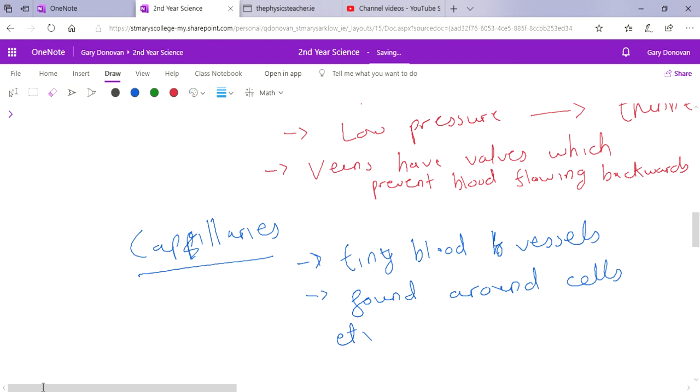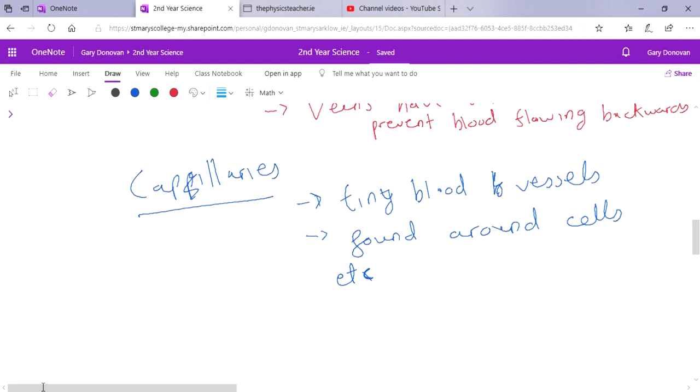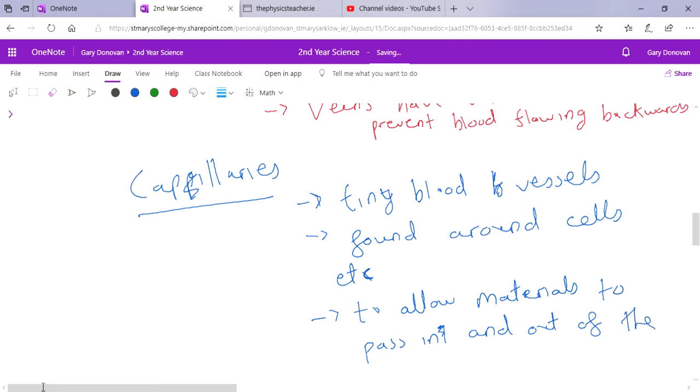And what happens is the arteries come and they carry the blood to the cells, and that blood has all the oxygen and the glucose. It goes through the capillaries where it's dissolved into the cells, or it makes its way into the cells, and then the veins carry the blood away. So their function really is to allow materials to pass in and out of the blood as well. Well, that happens at the lungs. So these are the main bits today.